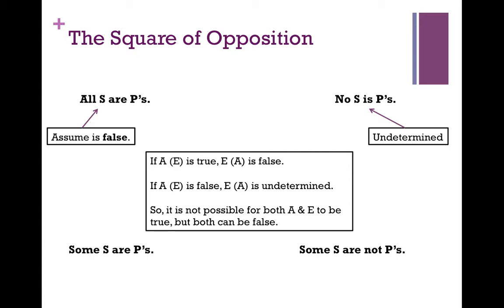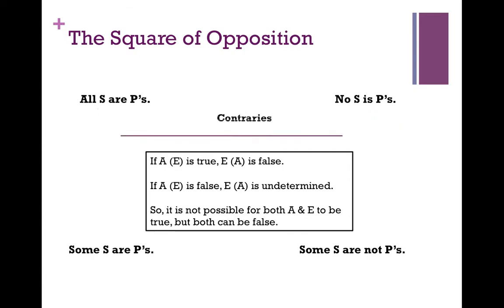And this is a specific relationship that exists between these two propositions, and we say that all S are P and no S are P are contraries. They're contrary to one another. So this is a technical term we're going to use, and you need to be able to distinguish contraries from another term I'm going to give you in just a second. But this is a relationship of contraries between A and E form propositions.